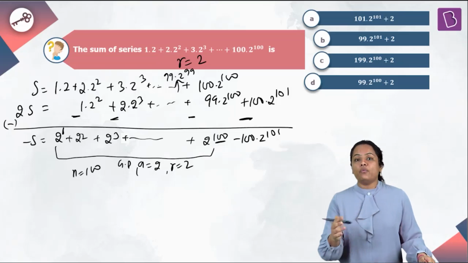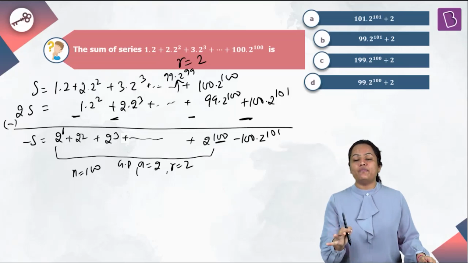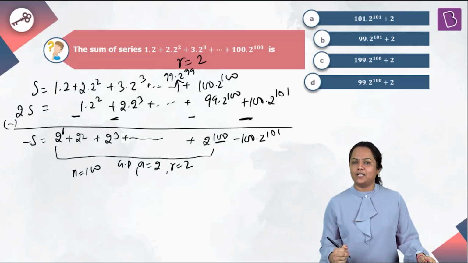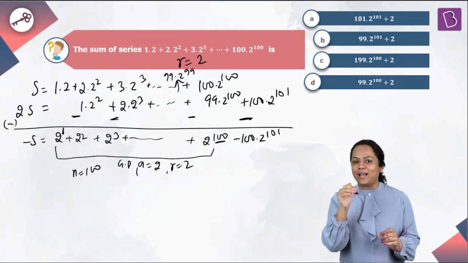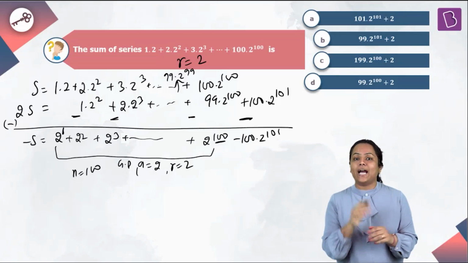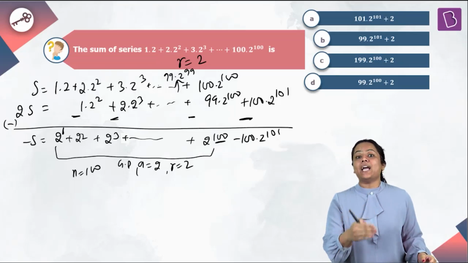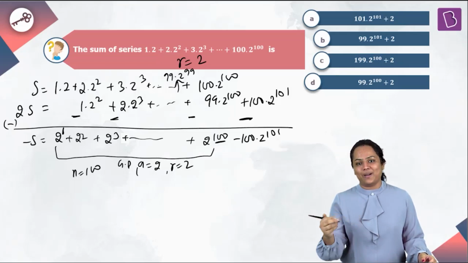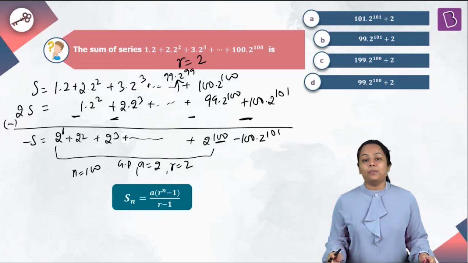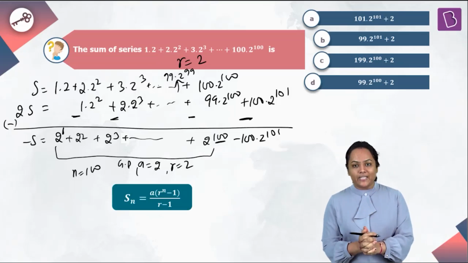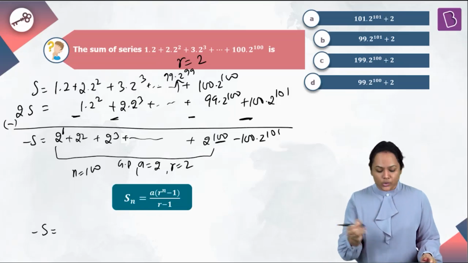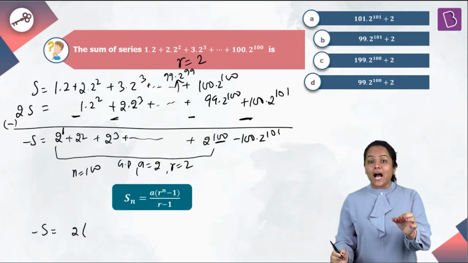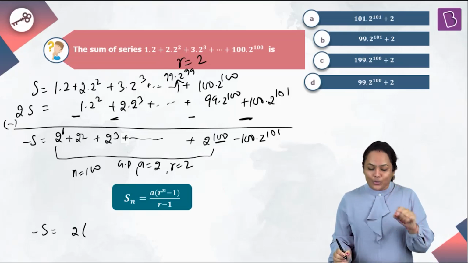Now we have to recall the formula for the sum of n terms of a GP. Do you remember? The formula was a multiplied by 1 minus r raised to n upon 1 minus r. Or you can reciprocate it and write it as a multiplied by r raised to n minus 1 upon r minus 1. Right? So we have this formula with us. When we substitute the values, let's see what we get. We'll get minus S is equal to a, which is 2, multiplied by r. The common ratio value is 2 again.